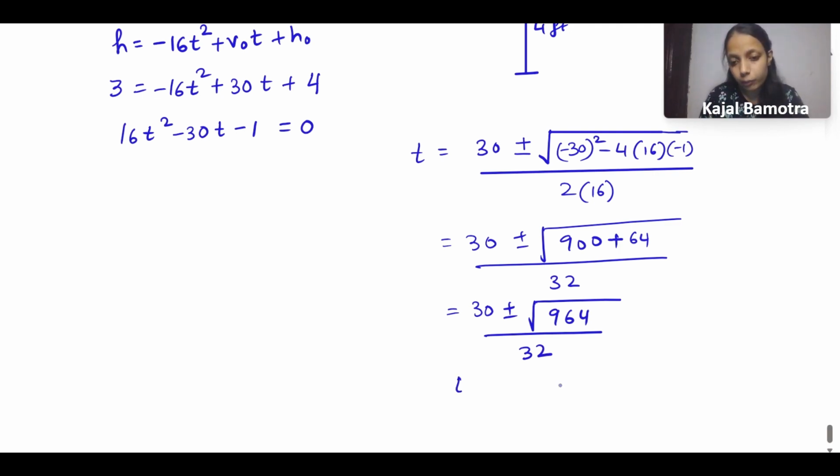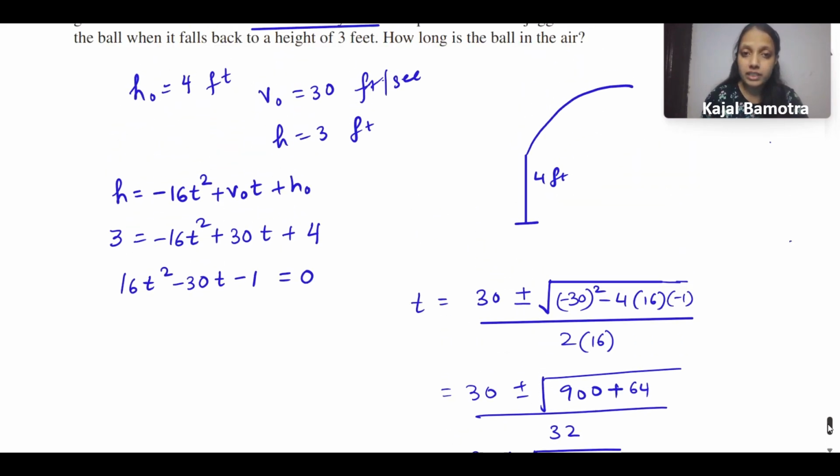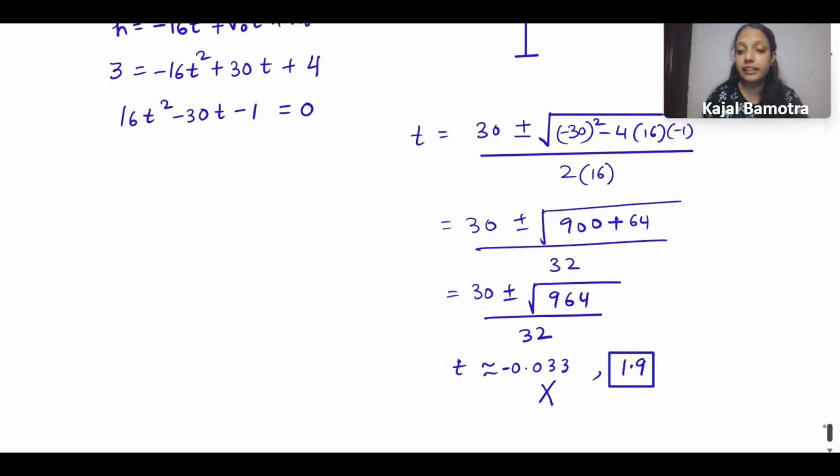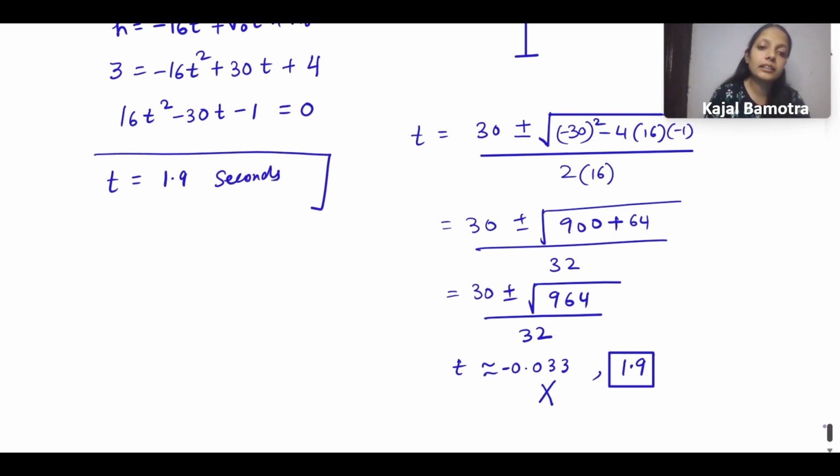If you calculate, you will get t is approximately negative 0.033 or 1.9. t is time, so time cannot be negative. So I will not use this. This is the only answer. So for what time was the ball in the air? The ball was in the air for 1.9 seconds. You got t is 1.9 seconds. This is the answer.